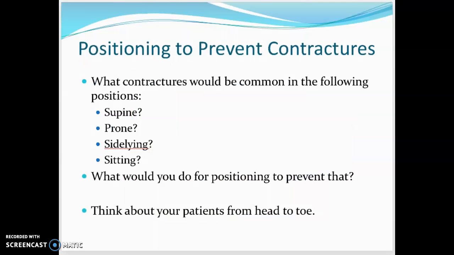So these are some thought processes for you to go through to consider different positions, what types of positions would be putting the patient at risk at different body parts. Sounds like an exam or a quiz question to me.